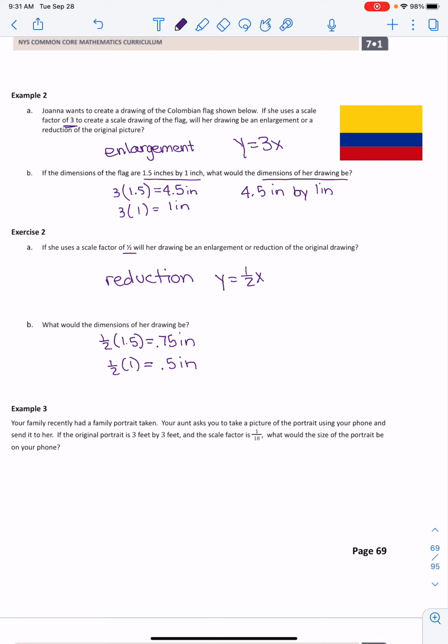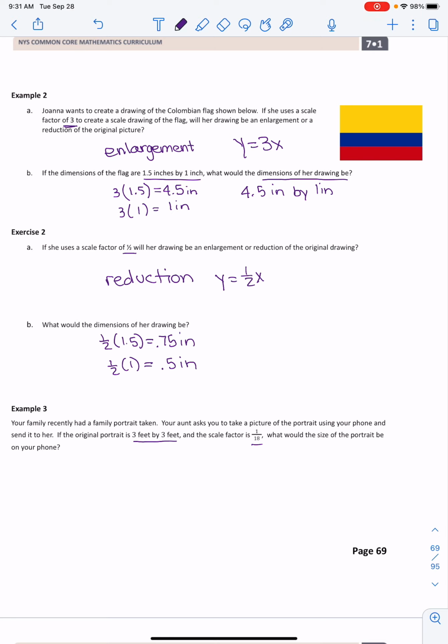So now it says your family recently had a family portrait taken. Your aunt asks you to take a picture of the portrait using your phone and send it to her. If the original portrait is 3 feet by 3 feet, and the scale factor is 1/18, what would the size of the portrait be on your phone?